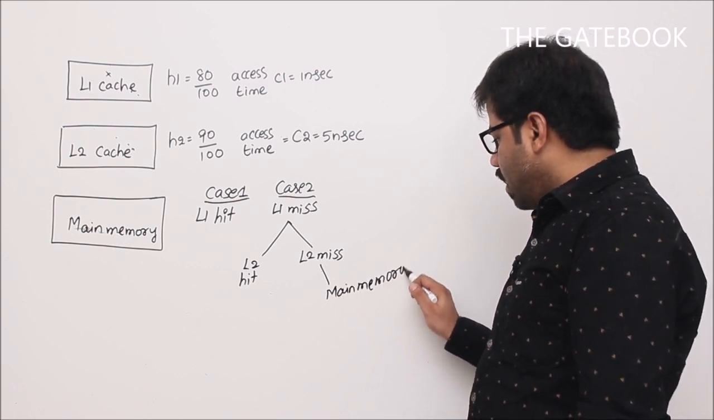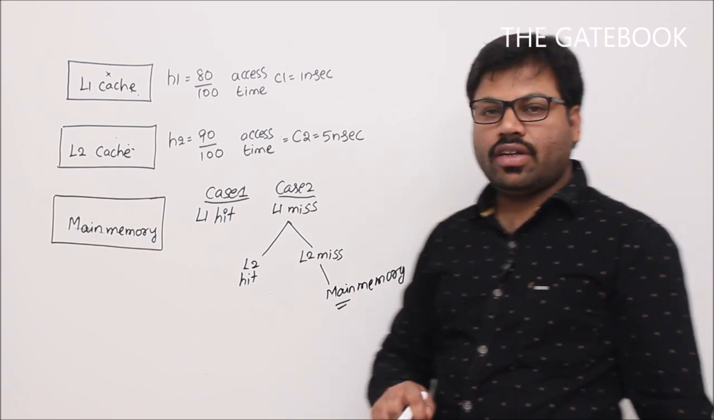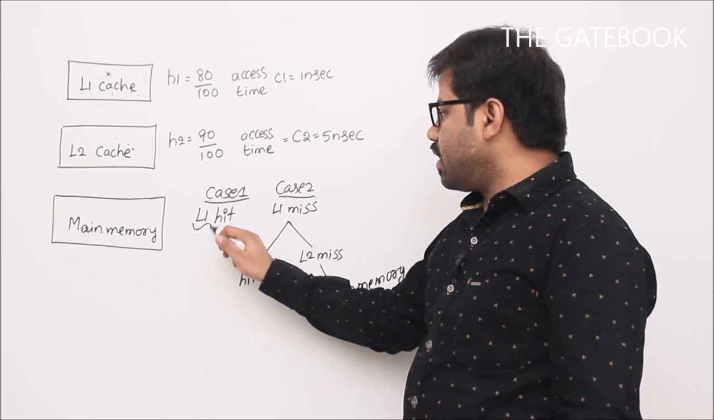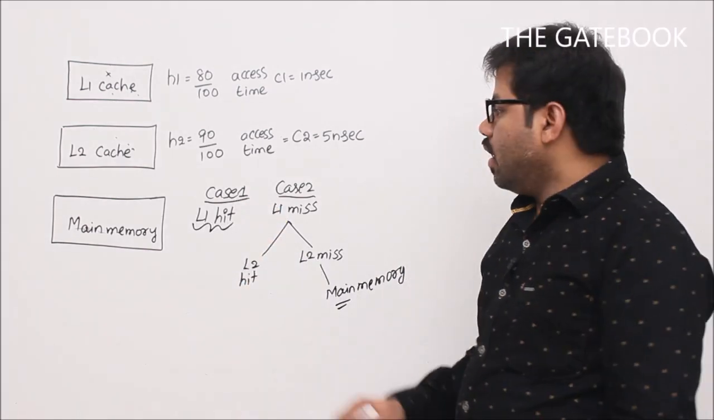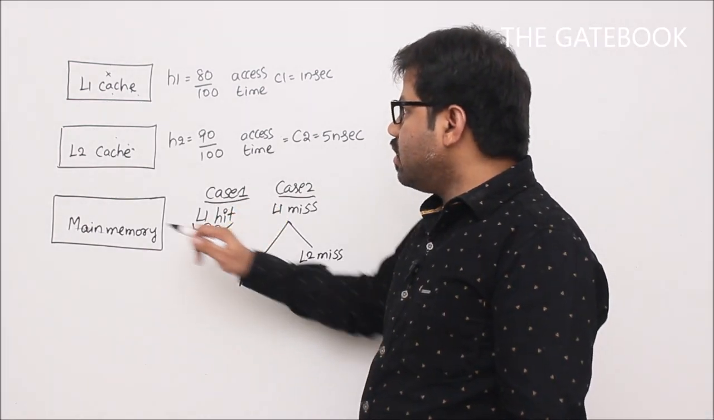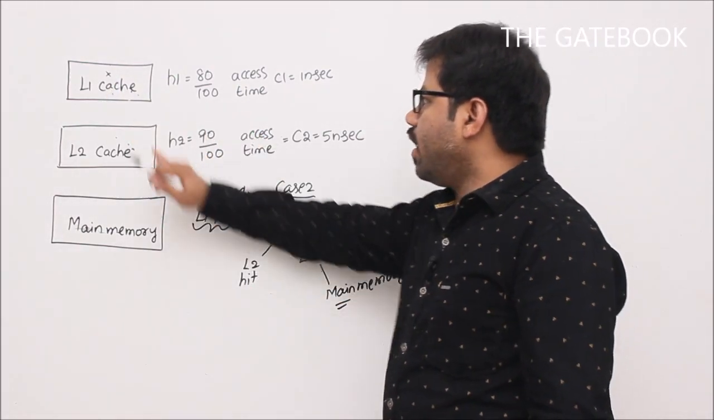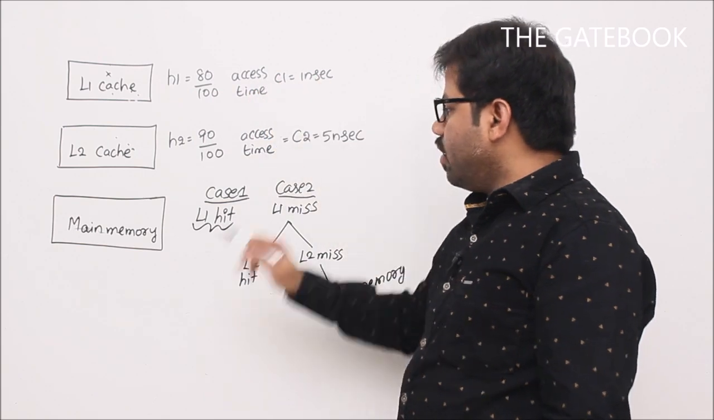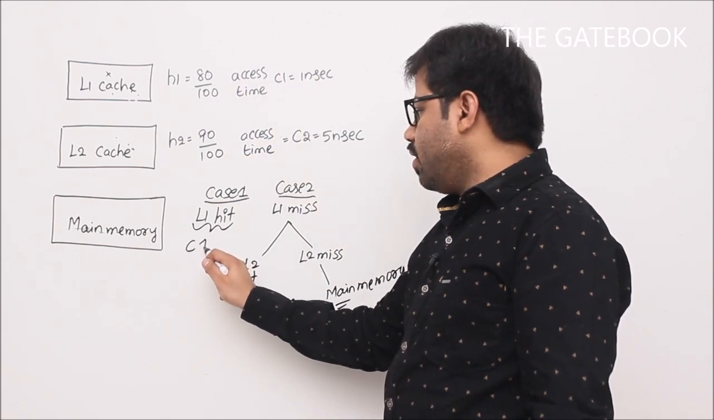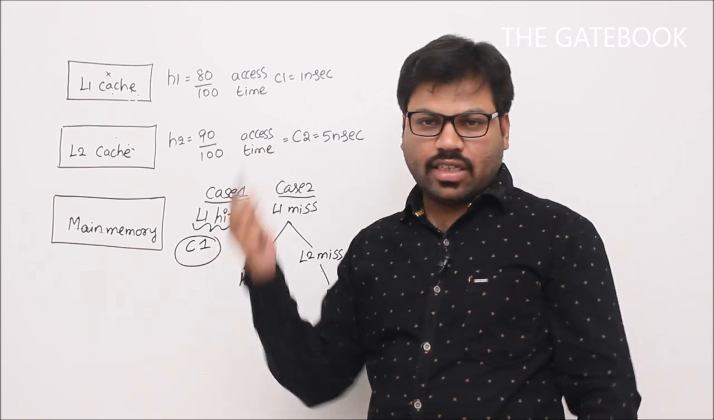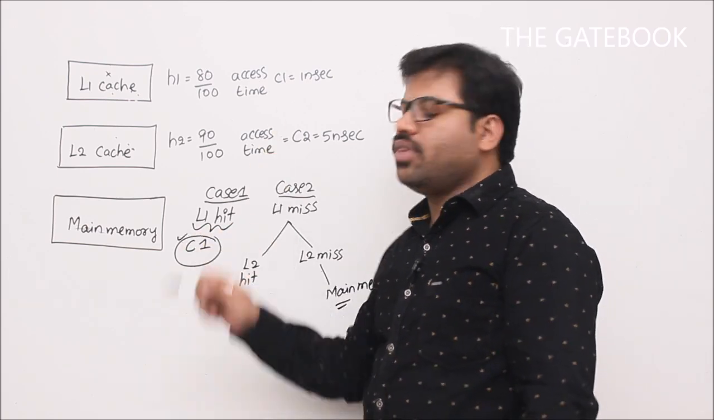So let us understand the penalties one by one. Whenever there is an L1 hit, in case number 1, what happens? The penalty in this L1 hit is that we have to access that cache, so the cache access time. Let us assume the L1 cache access time is C1. So the penalty, or profit in our analogy, is C1.